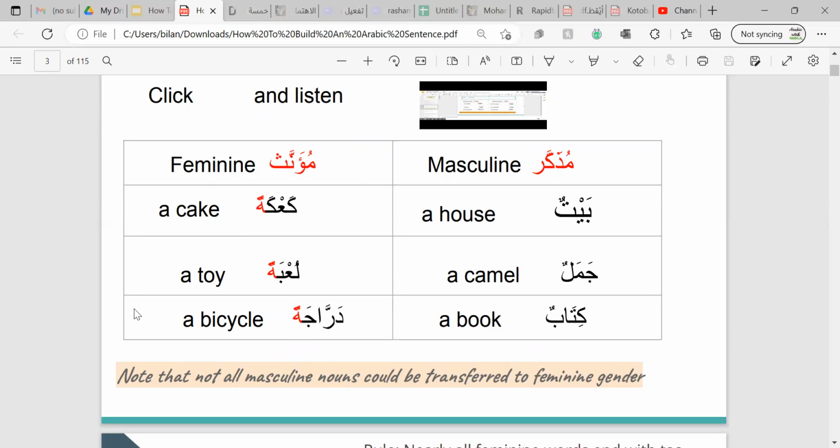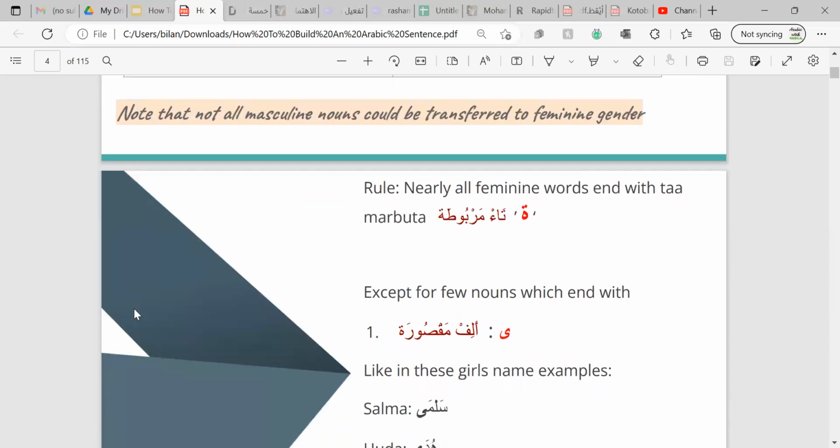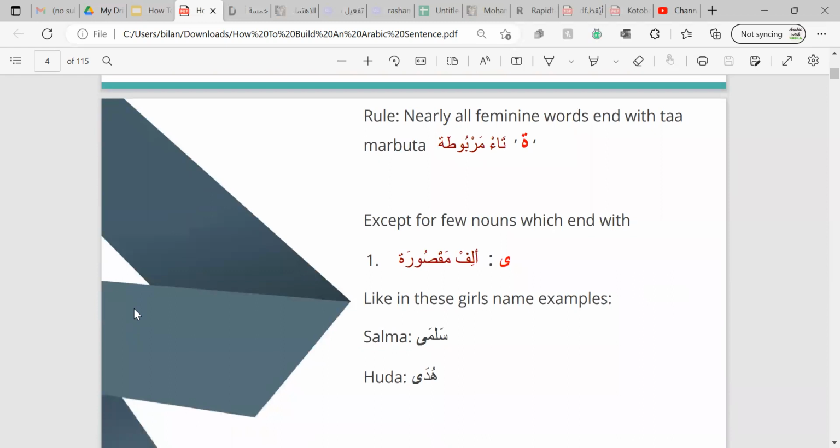Note that not all masculine nouns can be transferred to feminine gender, but there are some Arabic nouns which can be transferred to feminine by adding the ta, or you can also add alif maqsura for certain words. We have here examples, Selma, Huda. So look here, it's feminine gender, but we need to add alif maqsura at the end.